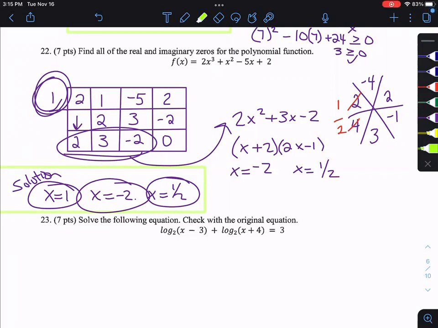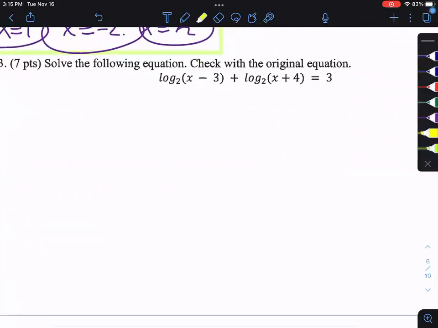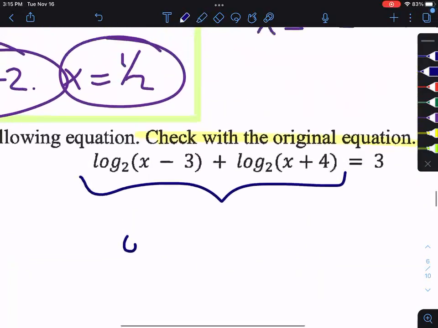Question 23, we're going to solve this equation. Again, they tell us to check in our original equation. There's a reason why they're telling us that, so be mindful of that as well. In order to solve this equation, we first of all must combine our logs. Since the symbol in the middle is addition, we're going to combine them using multiplication.